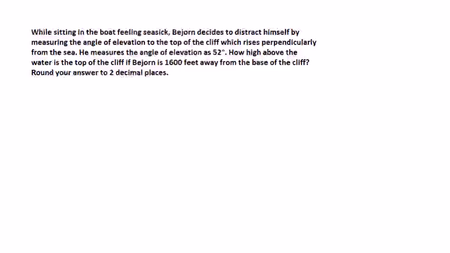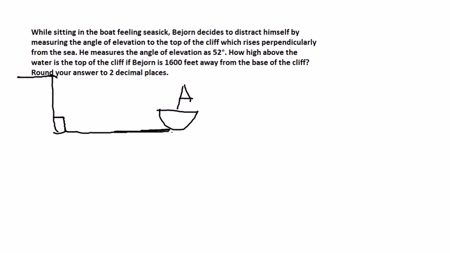So let's draw a picture of what's going on. We have some water, and we have Bjorn in a ship in the water, and we have a cliff. The cliff rises perpendicularly, so we can make a right angle here. And then the angle of elevation is 52 degrees. The angle of elevation is measured from the horizontal. You draw the horizontal line first, and then you draw a line of elevation from that. So that would be our angle of elevation, 52 degrees.